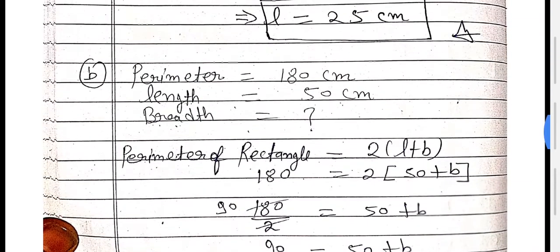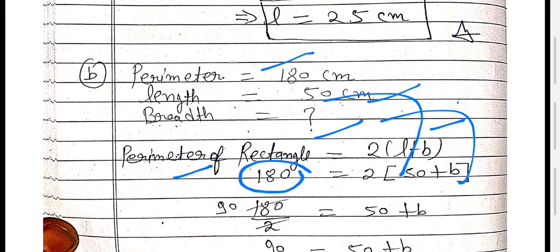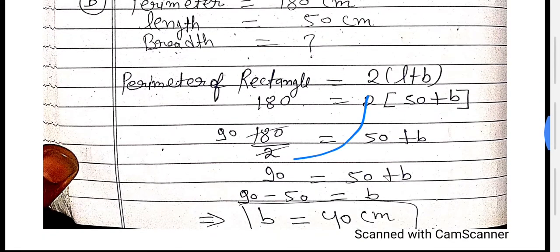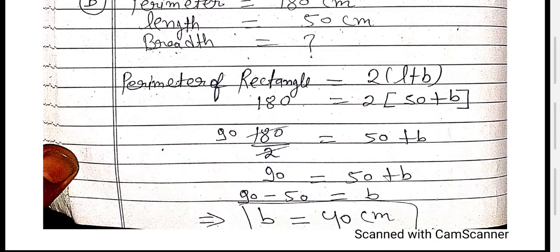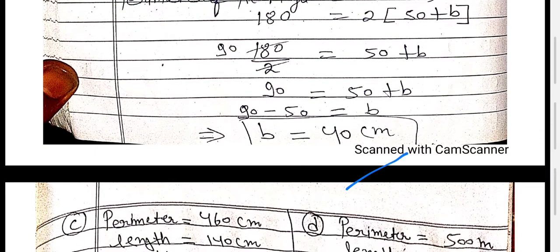Now come to part B. Here the perimeter is given as 180, the length is given as 50. You have to find the breadth. So the perimeter of a rectangle is 2 into L plus B. Just put the value. The rectangle perimeter is 180, the length is given 50, and you find the breadth. Now this 2 comes to this side and becomes divide, because here it is multiply, there it becomes divide. When you cut, 2 1s are 2, 2 9s are 18, 0, it becomes 90. Now here it is 50, and this 50 comes to this side and becomes minus. So the breadth becomes 40 centimeter.